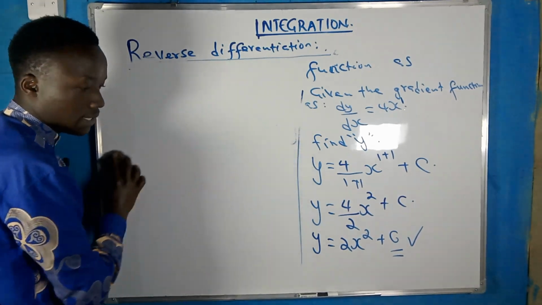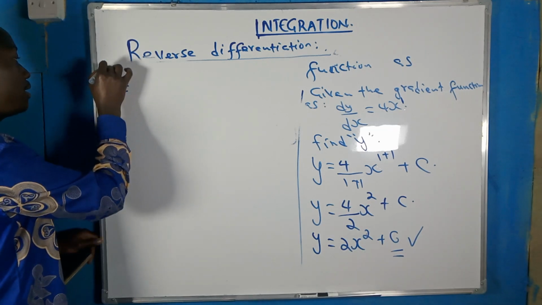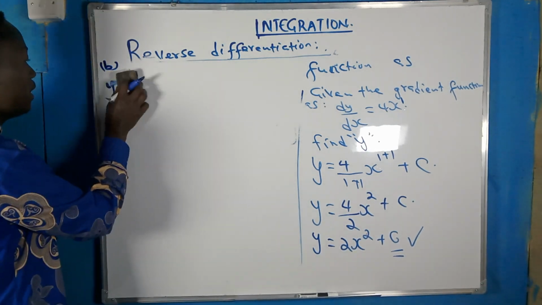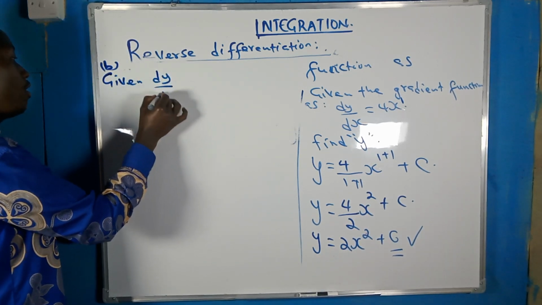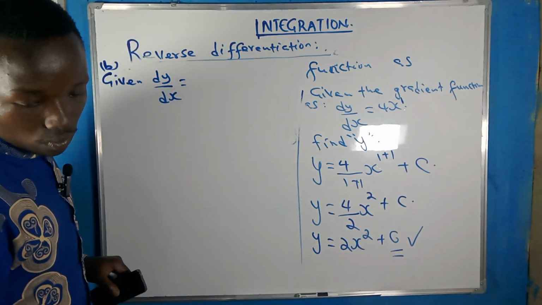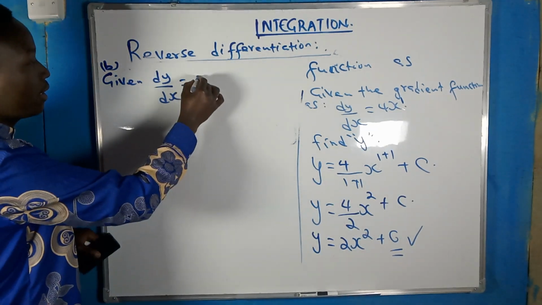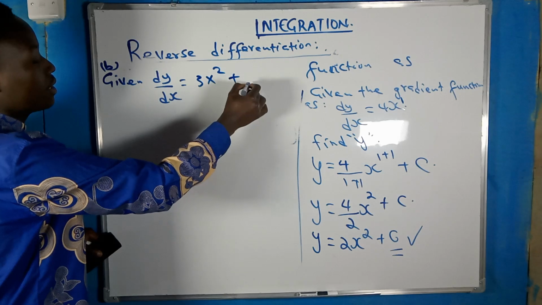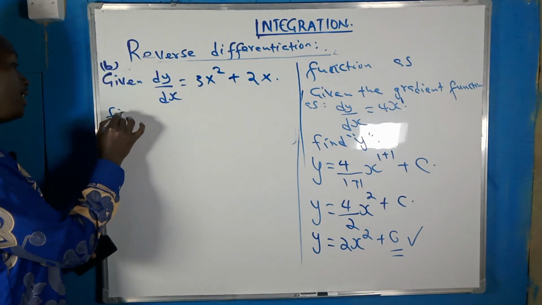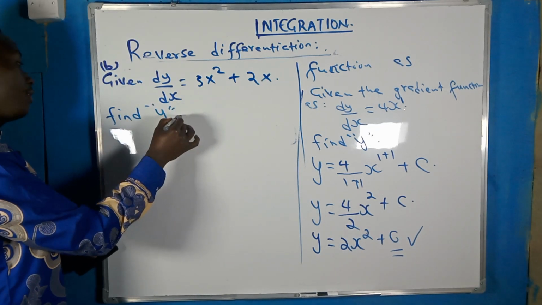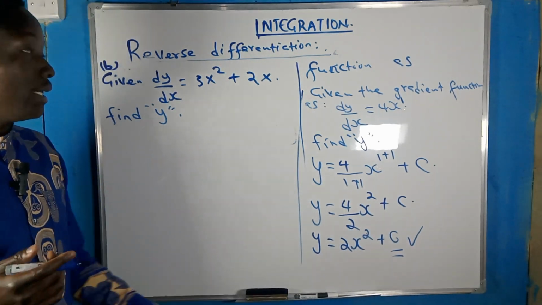We can still do another example. This is example B. Given dy over dx is equal to 3x squared plus 2x, find y. So for us to find y, we are going to integrate.